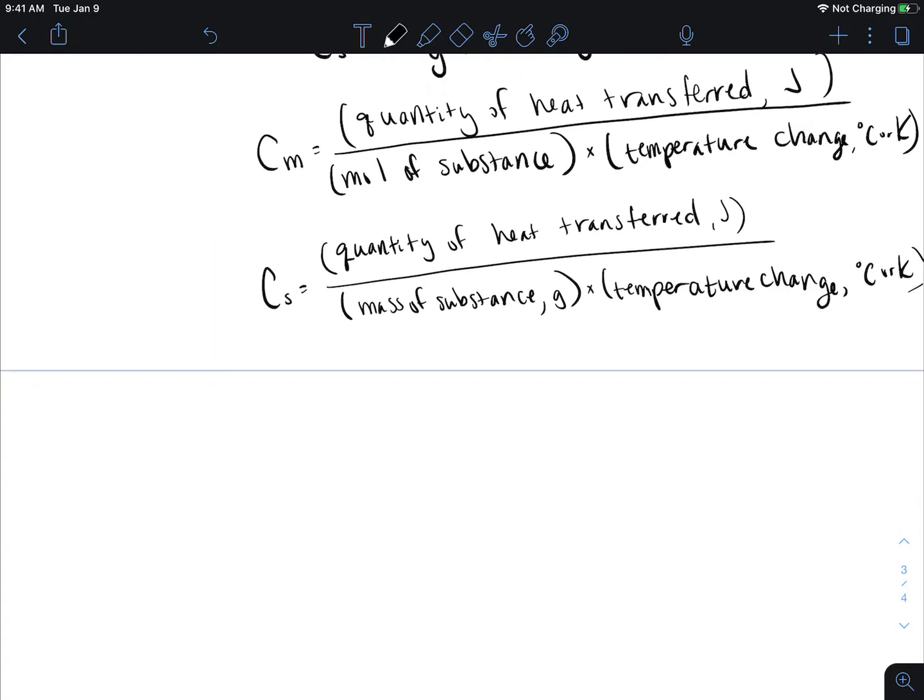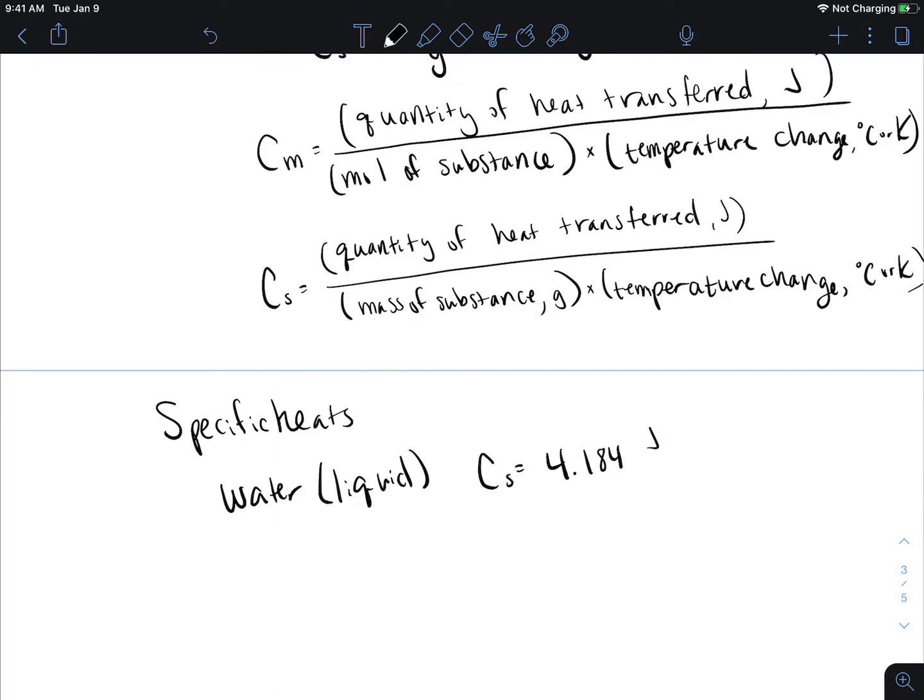Now, there are tables of specific heats, and you are not required to memorize specific heats, but here are some specific heats you might want to look at. Water in the liquid phase has a specific heat of 4.184 joules per gram times degrees Celsius. So that's one of our substances. Liquid water has a specific heat. Gaseous water and solid water, so water vapor and ice, are going to have different specific heats because they require different amounts of energy to change that temperature.